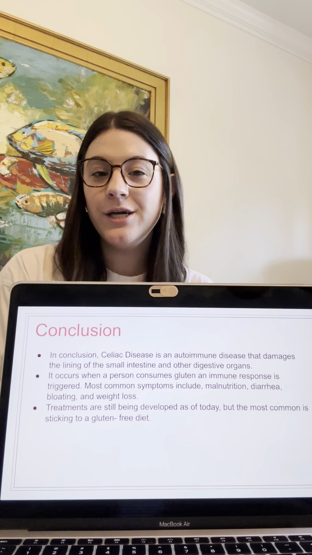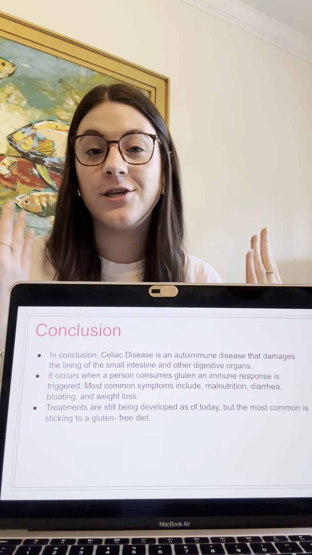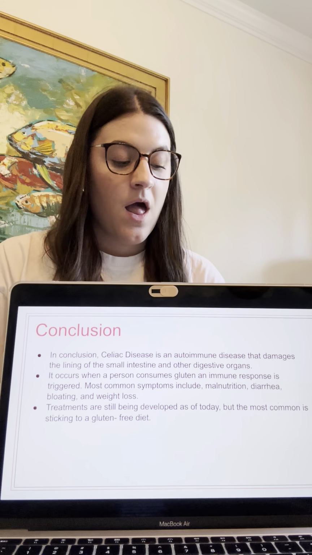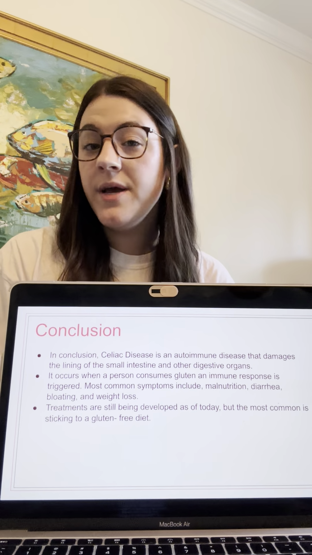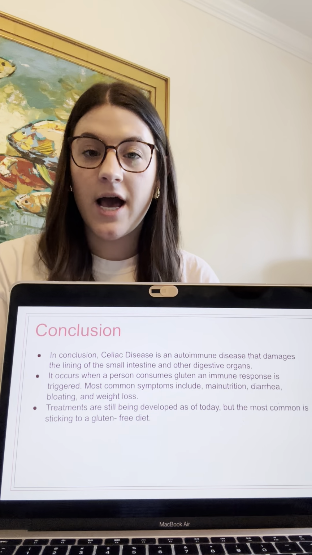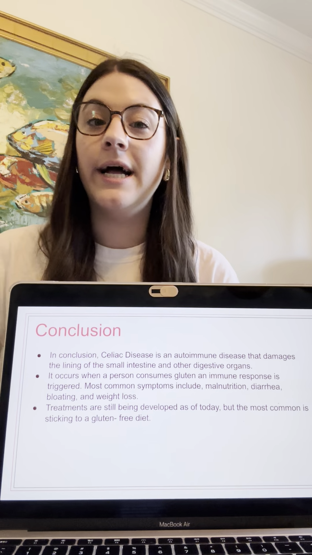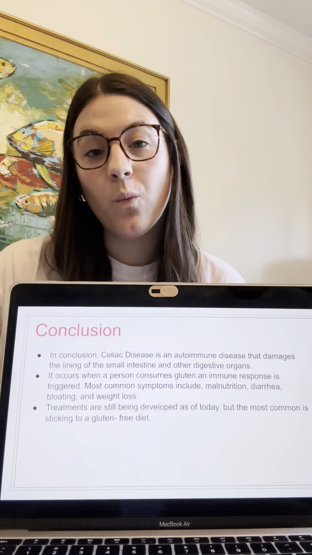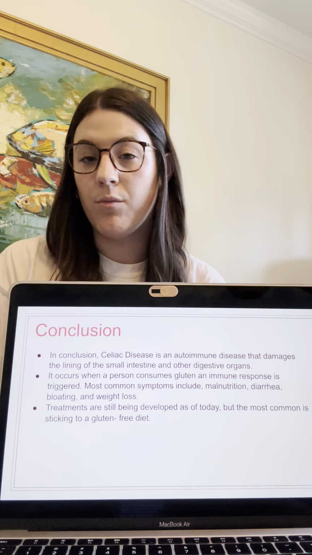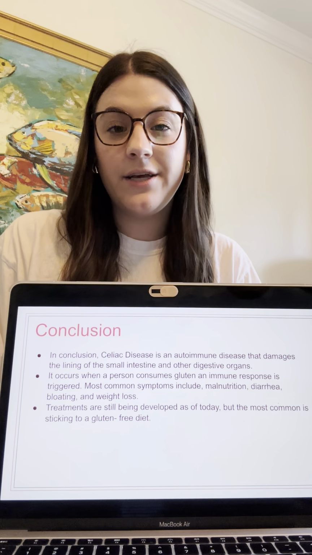Okay, so in conclusion, celiac disease is an autoimmune disease, and it is damaging the small intestines by eating gluten. Treatment is still being developed, but most importantly, just sticking to a gluten-free diet and staying away from all the breads and the pastas and the cereals will help patients with celiac disease. It is still being studied today, and the numbers of people who are having celiac disease are currently increasing.